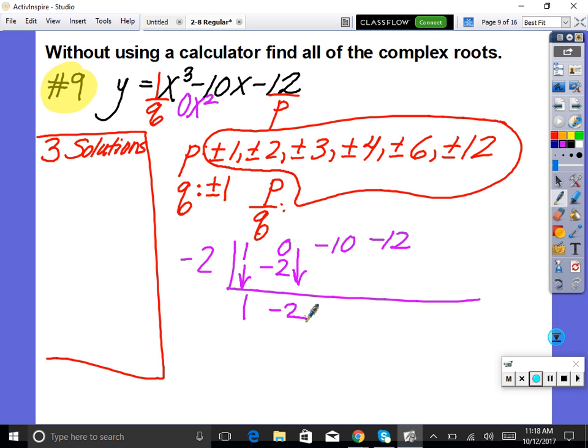Multiply up, add straight down. The remainder was 0, so we can add x equals -2 to our bucket of solutions.